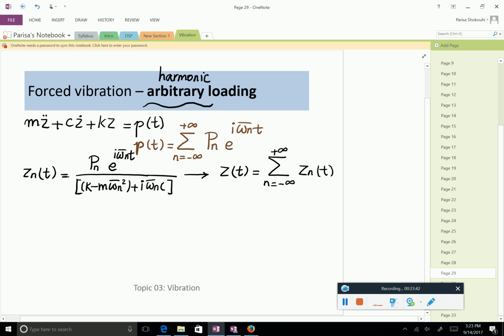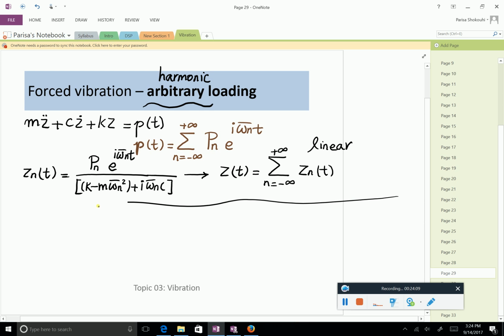Does everyone agree with this? Is this clear to everyone why we can take the arbitrary loading, write it as a series of harmonics, and since we know how to get the answer to one harmonic, we just sum it up because it's a linear system? Of course, things will be different if it's not linear. We can't do that.